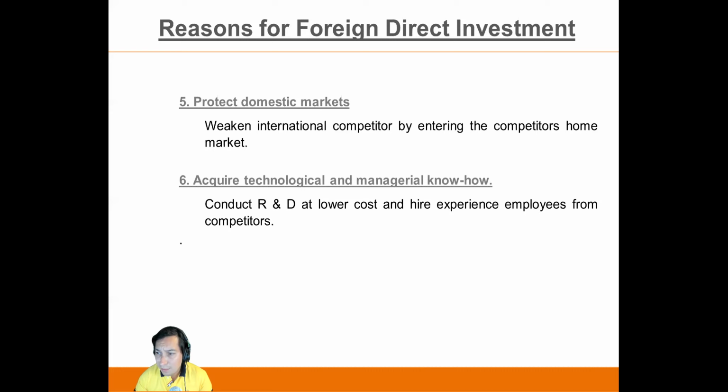And the last one is you want to acquire technological and managerial know-how. Maybe conduct research and development at lower cost and hire experienced employees from competitors.